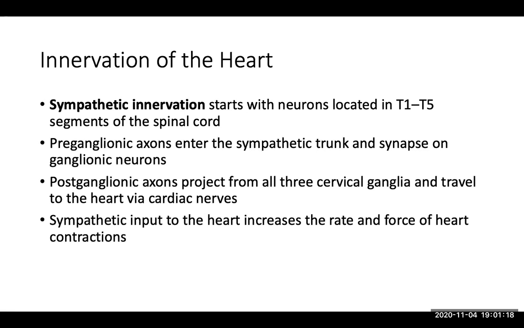Sympathetic innervation will start with neurons located in your T1 to T5 segments of your spinal cord. This takes you through how the pre- and post-ganglionic axons will enter the sympathetic trunk, synapse on ganglionic neurons, and then travel through the 3 cervical ganglia to the heart via your cardiac nerves. And it's important to remember that your sympathetic nervous system input to the heart will increase the rate and force of heart contractions. And that's why we call your sympathetic nervous system the fight or flight response.